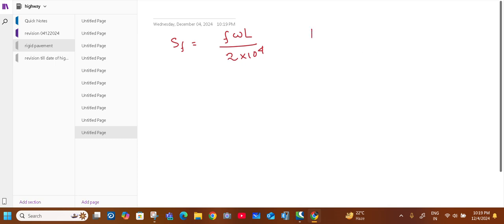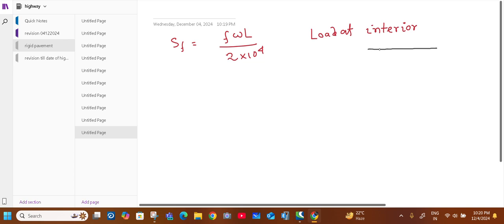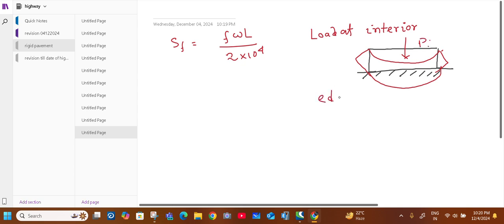So, if the load is at the interior portion, this is the previous condition of the road, after deflection it will be like this, and P is the applied load when applied at the edges.